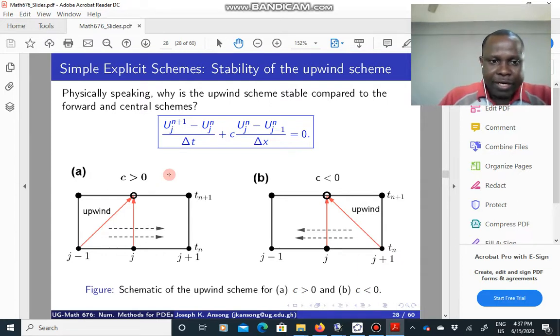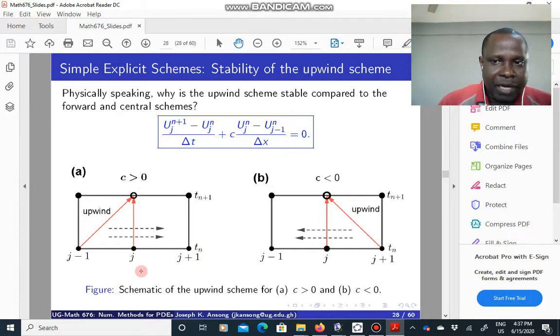In the same way, for the central scheme, you are using information from here and information from there. And again, the signal is coming from here, so good, you have information from here, but you may not have information there, and yet you are trying to use that to also approximate what is happening in the next time level there. So physically speaking, that is probably why this scheme will not work. Okay, you can look at the opposite case here.